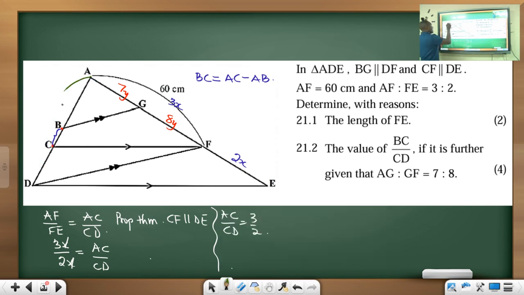Let me use a green. AC over CD is 3. Let's use 3K and 2K. Please, the variables must be different. We'll see how to combine all the variables.